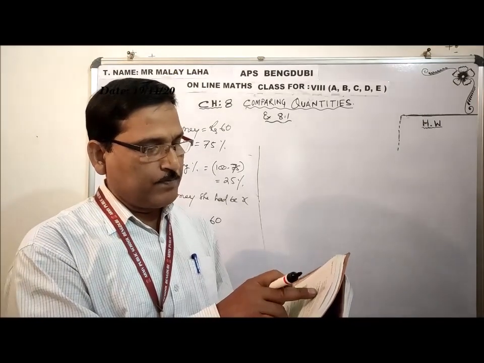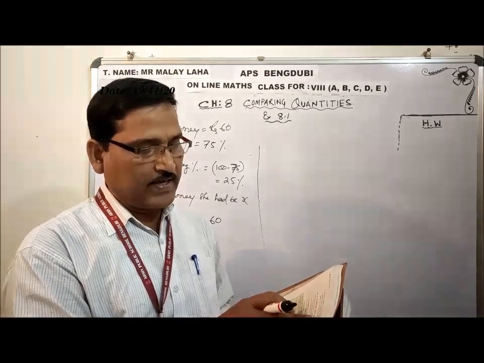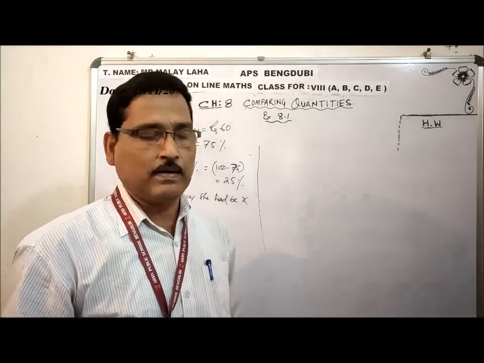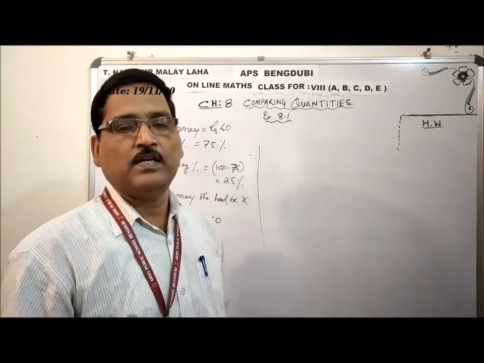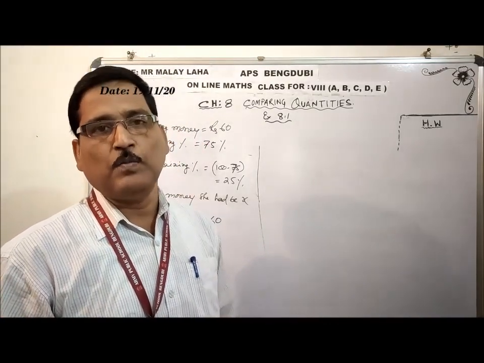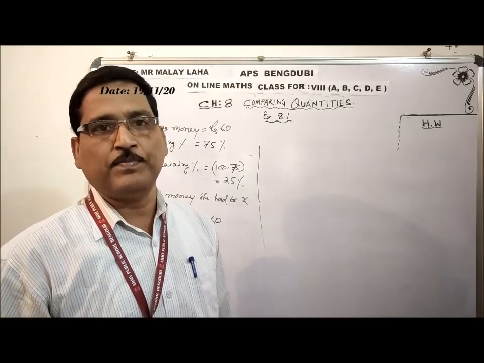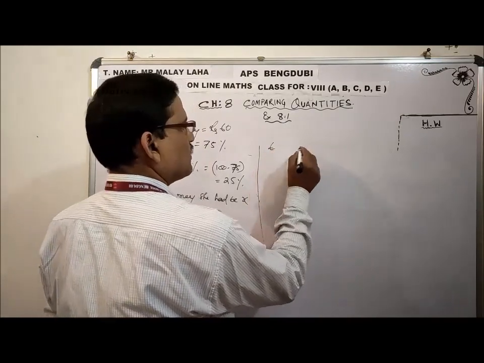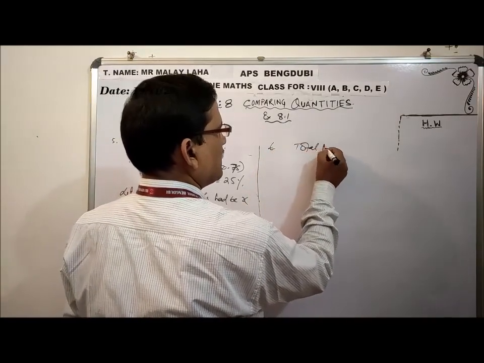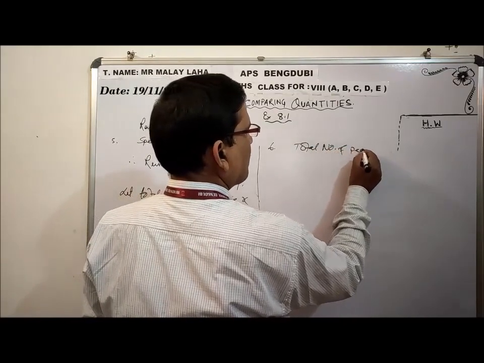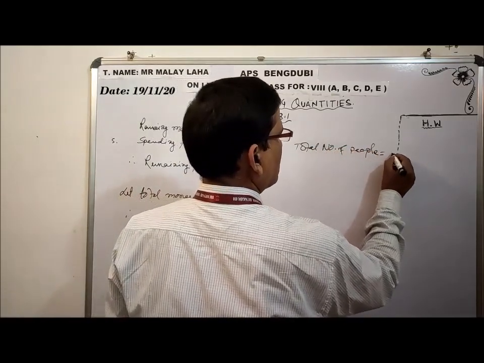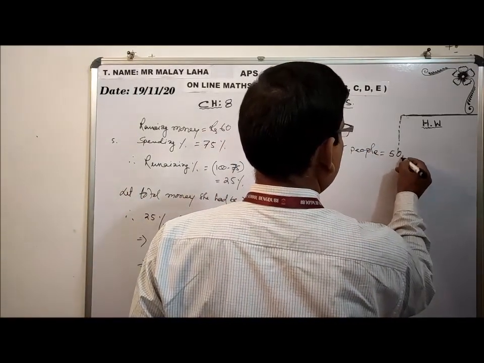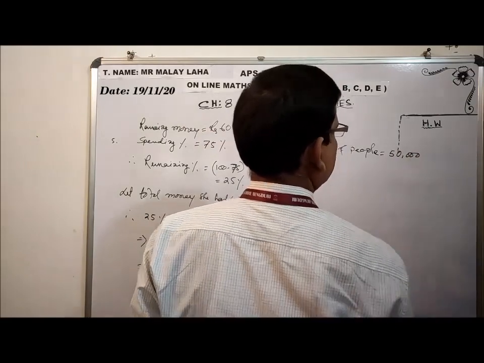If the total number of people is 50 lakh, then find the exact number of people who like each type of game. That means how many people like football, how many like cricket, how many like other games. Very simple. You just see my work. Total number of people they have given equals 50 lakh. So 50 lakh I will write down in numbers.